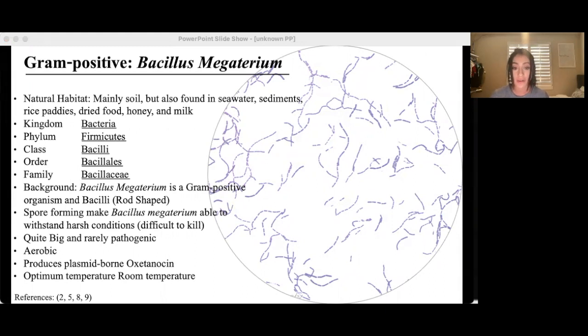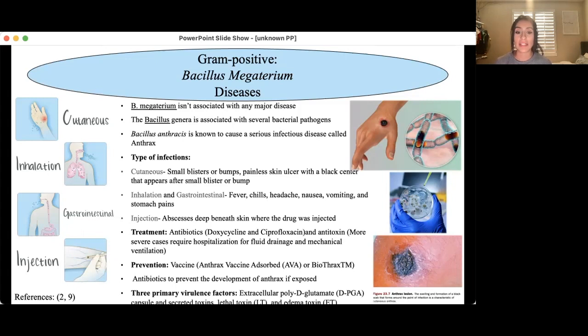An effective way to kill Bacillus megaterium is with an autoclave. It kills the spores and denatures the proteins in them. Bacillus megaterium is big, hence the mega in megaterium. It's rarely associated with pathogens. It also produces an antiviral agent. Bacillus megaterium isn't associated with any major diseases.